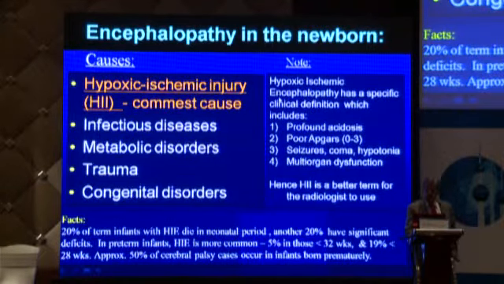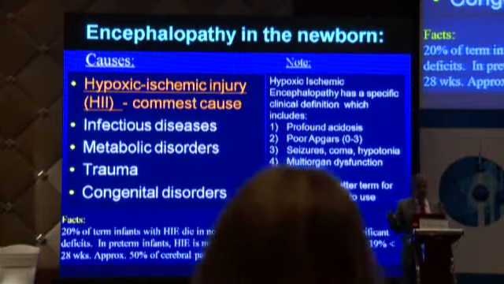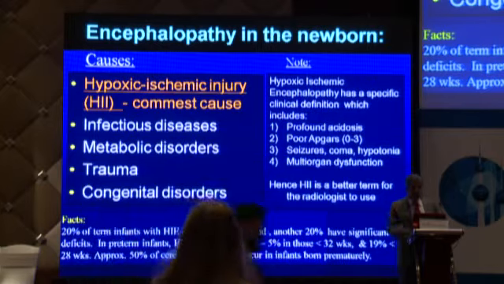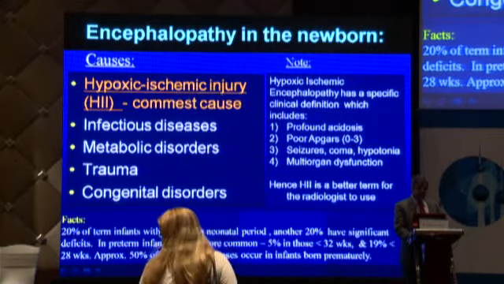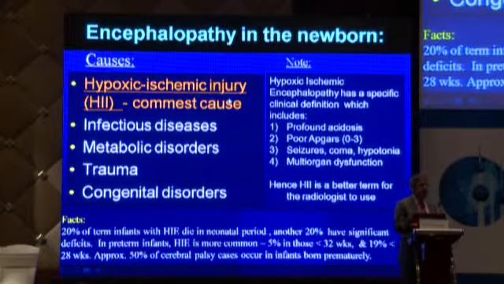Note that we often say hypoxic ischemic encephalopathy, but that is a clinical term which includes multi-organ dysfunction, profound acidosis, and other things. Now we use it loosely to just indicate hypoxic ischemic injury. But if you want to use a very strict term for a radiologist, it's better to use hypoxic ischemic injury because we don't know what is happening to the rest of the body. A neonatologist or a clinician will probably know what's happening to the rest of the body. Another important fact is that the preterm child is at great risk for hypoxic ischemic injury and for hypoxic ischemic encephalopathy. So remember that connection.